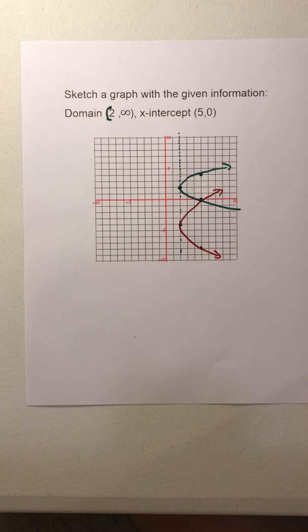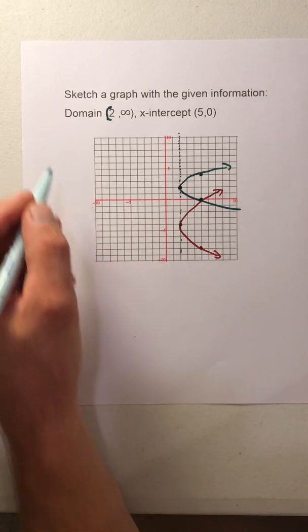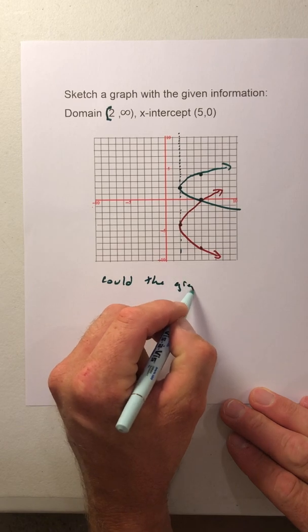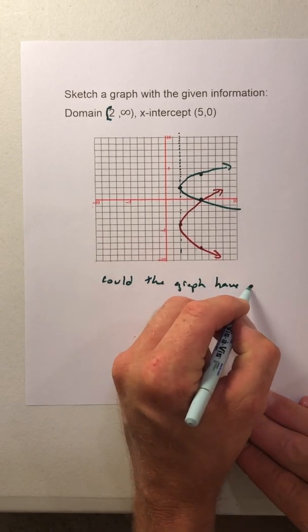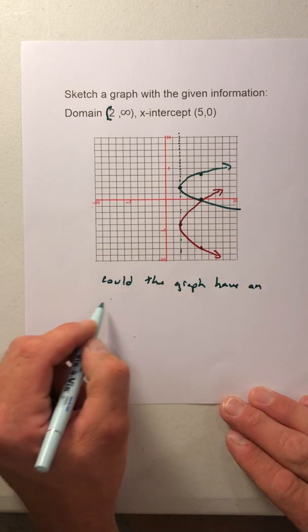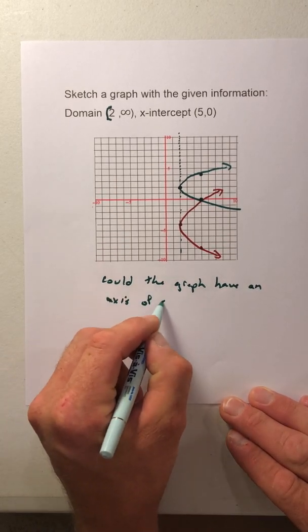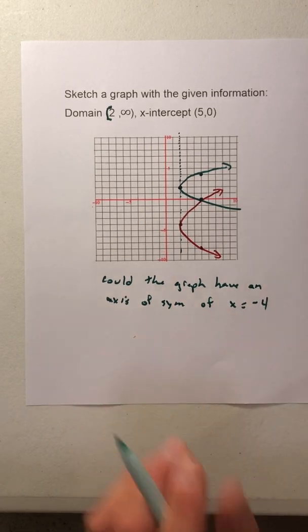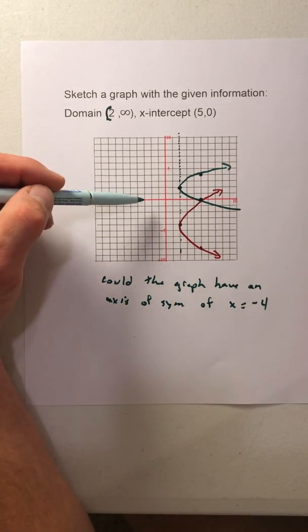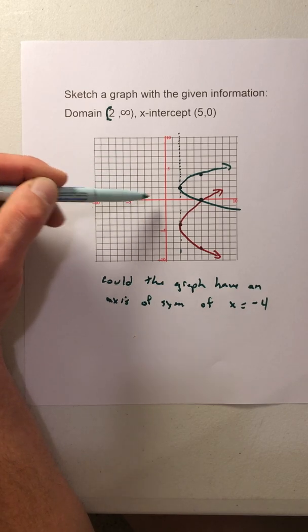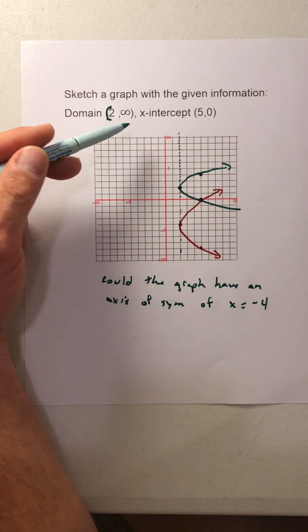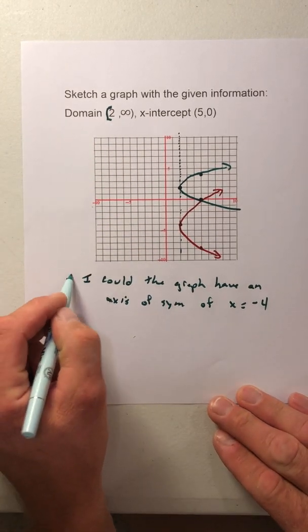But what we're looking for is what could happen. So if I said, 1, could the graph have an axis of symmetry of x equals -4? Well, would that make sense? Well, x equals -4 would be going up and down. There's no way we can make this graph with this information have an axis of symmetry at -4. So maybe that would be a false.